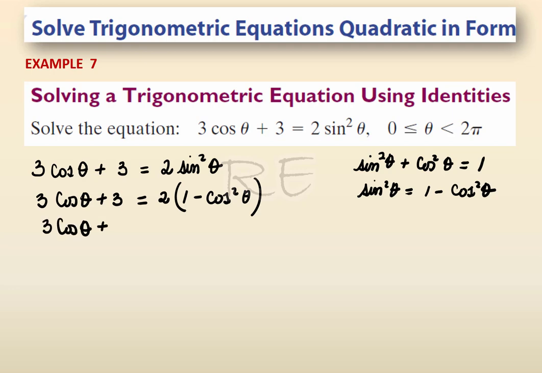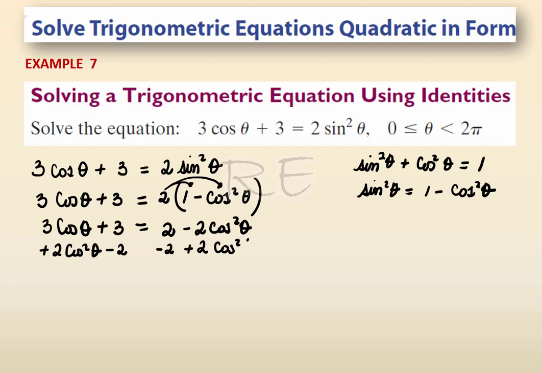When we distribute 2, we get 2 times 1, which is 2, and 2 times minus cosine squared theta, which is minus 2 cosine squared theta. Let's add 2 cosine squared theta minus 2 to both sides. We get 2 cosine squared theta plus 3 cosine theta. 3 minus 2 is 1, plus 1 is equal to 0.